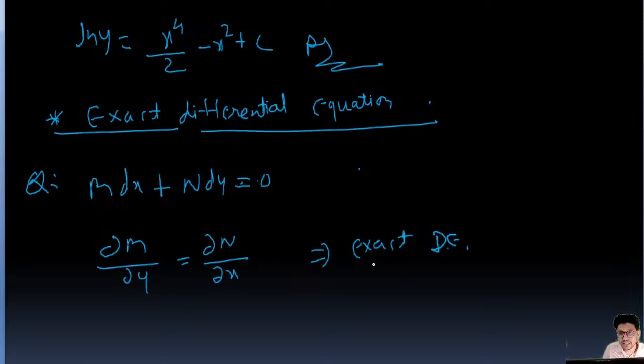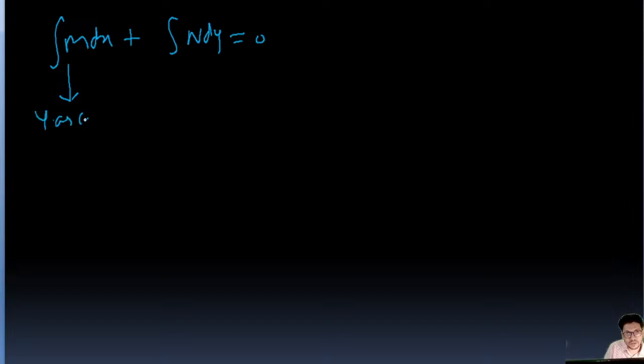If it is an exact differential equation, then the solution is the integration of M dx plus the integration of N dy equal to 0. Here the condition is: in the first integral, consider y as a constant. If it is a function of x and y, we'll consider y as a constant.